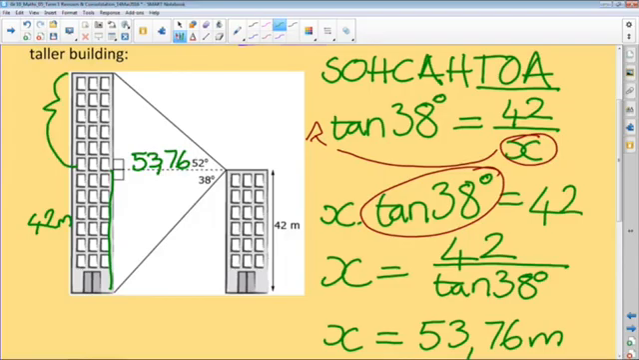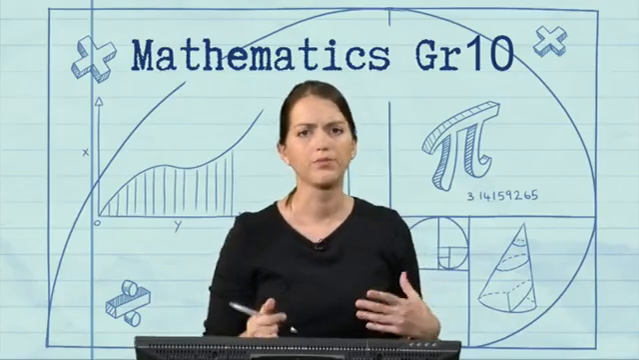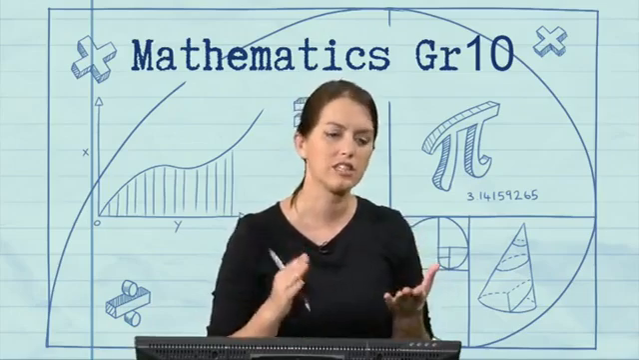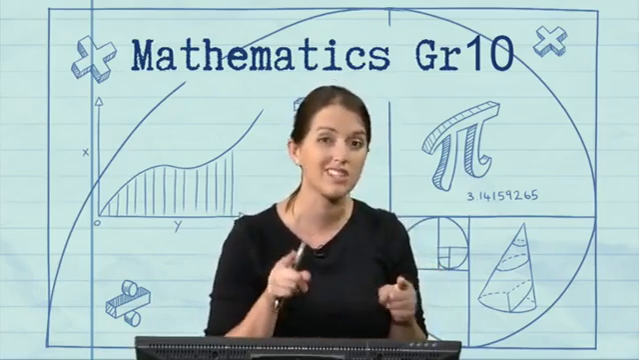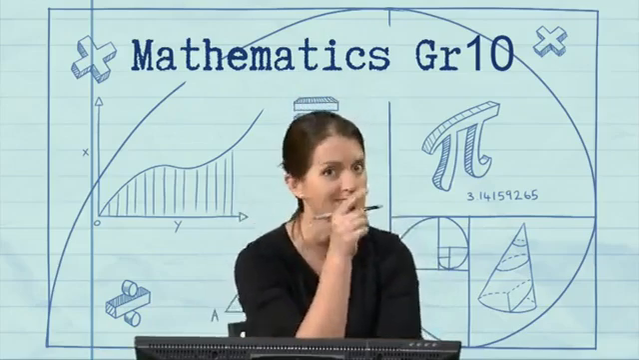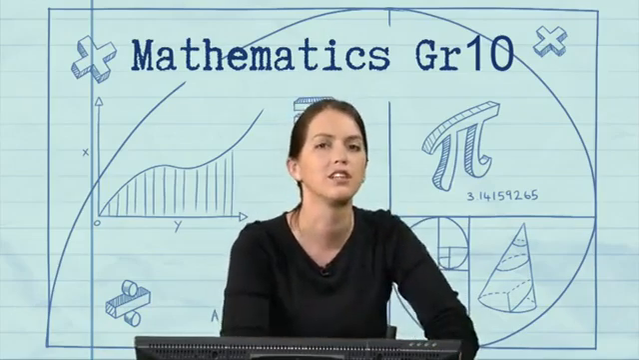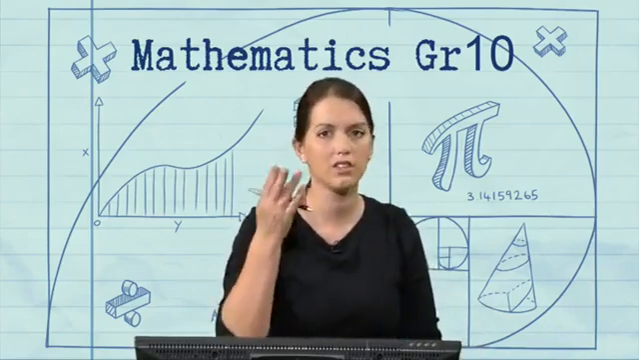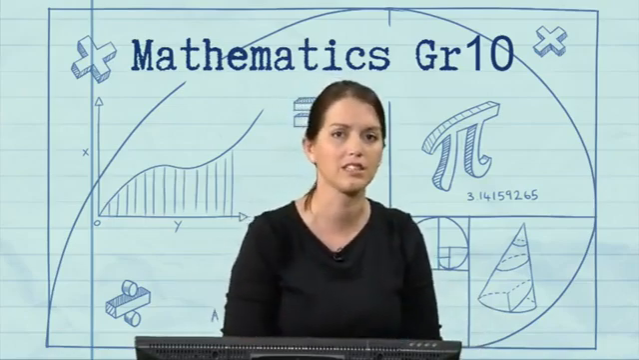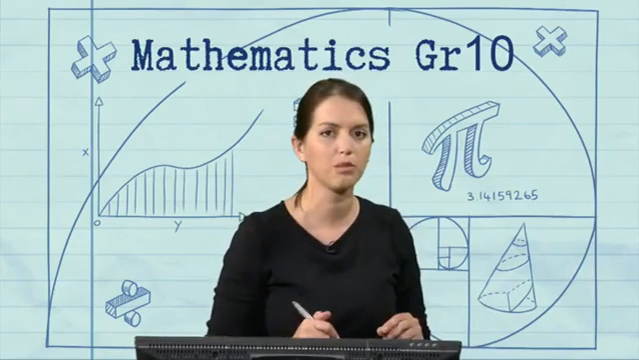Okay, now grade 10s, when you look at this problem, you could see that yes, there is a 90-degree angle. That 38 plus that 52 does give me, does it? Yes, it gives me 90 degrees. But then I don't know the size of any of the lines. So that's not going to really help me.